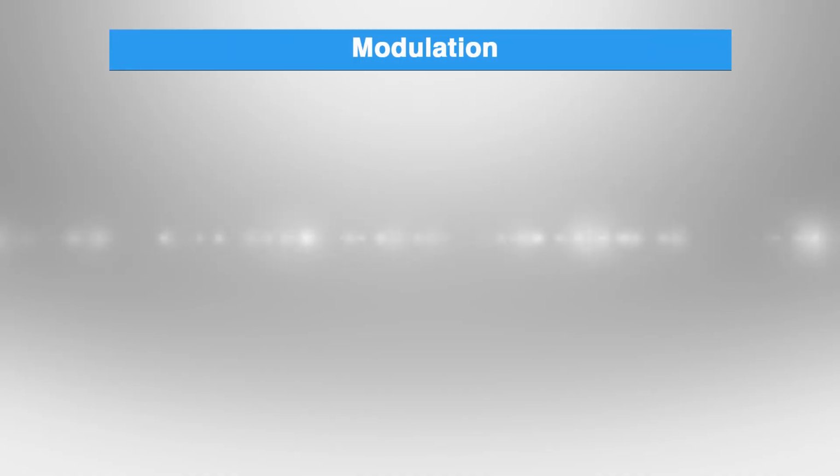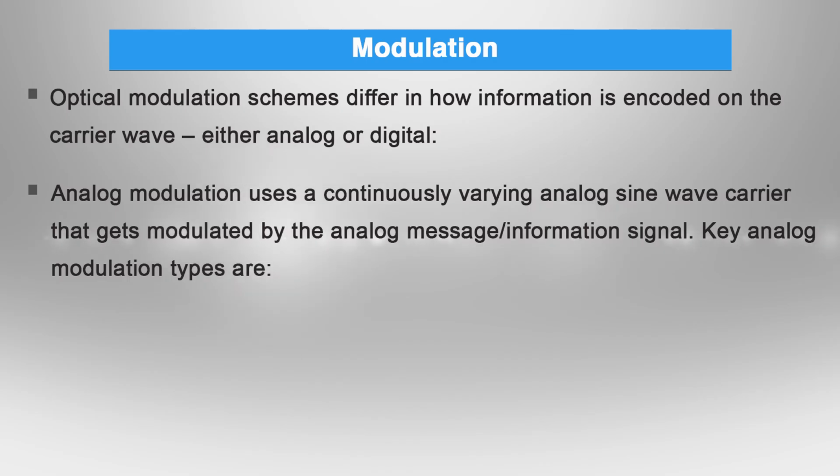These design choices depend on the target application and link requirements. Now let us discuss each modulation technique in detail. So the first modulation technique is analog modulation. Analog modulation uses a continuously varying analog sine wave carrier that gets modulated by the analog message information signal.